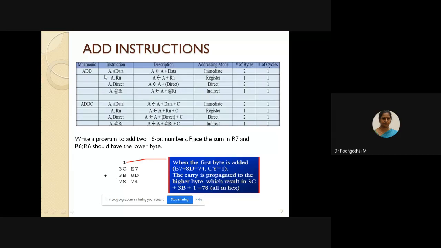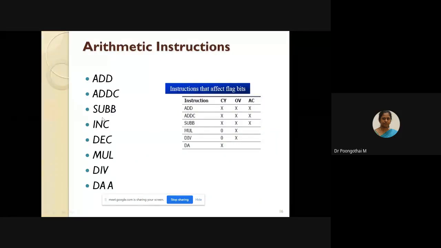So the instruction for add is ADD A, #data; ADD A, R1. Four instructions are there. Already you were aware of this: A, direct; A, @Ri. The first one is the immediate addressing mode, next one is the register, and we can specify the direct address here, so it's a direct addressing mode, and this is the indirect addressing mode. All the addition instructions require one machine cycle.